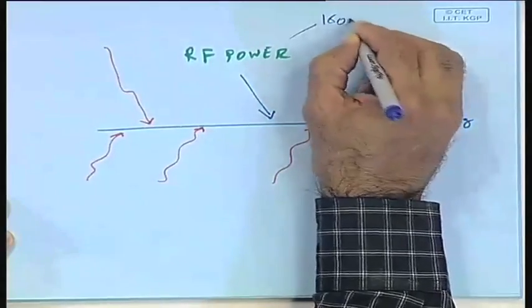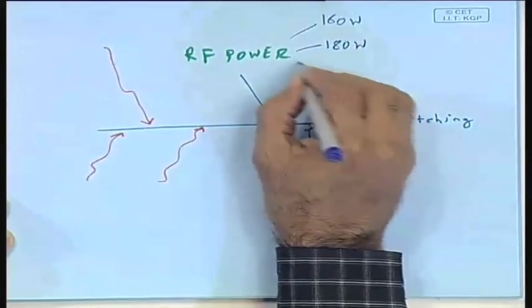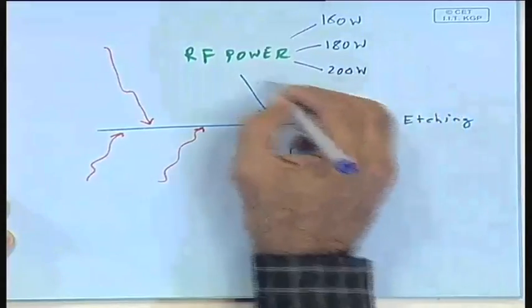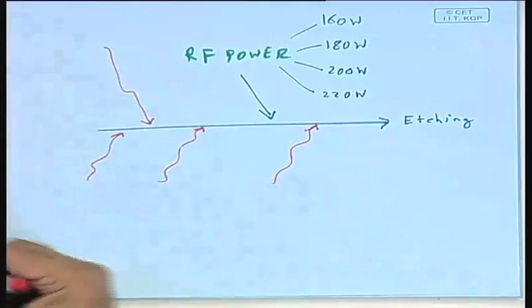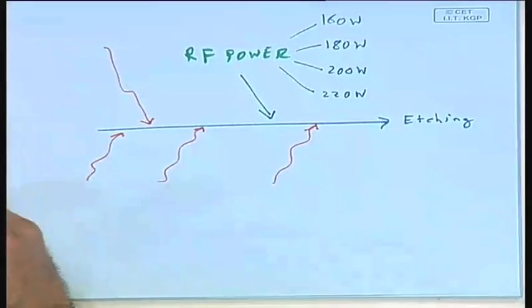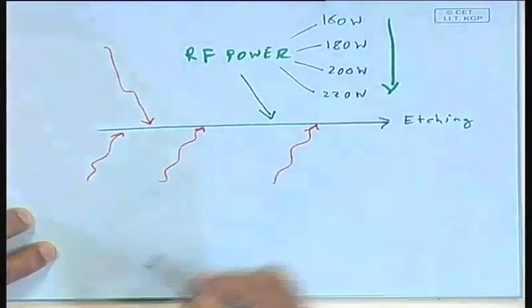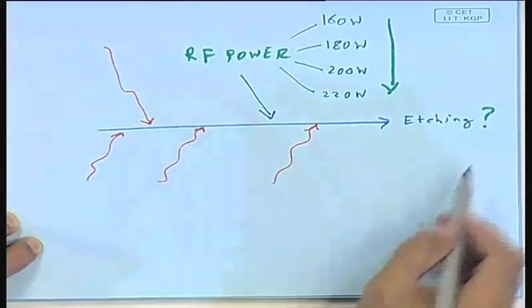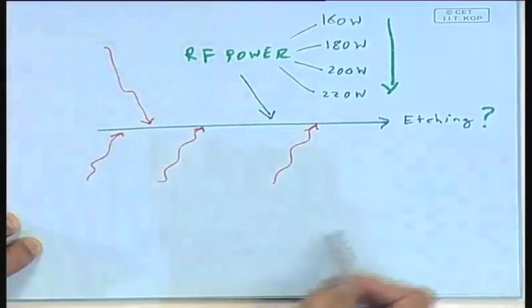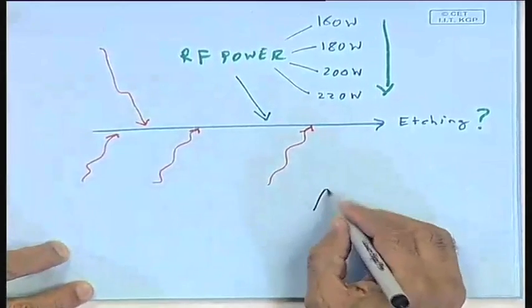I've been given certain levels: 160 watt, 180 watt, 200 watt, and 220 watt. Notice here I'm changing these settings. So RF power is changing as I go this way. Does that produce an effect on this? And I've got to find this out in the presence of noise. And like I said to you before, the technique that allows you to do this is called ANOVA.